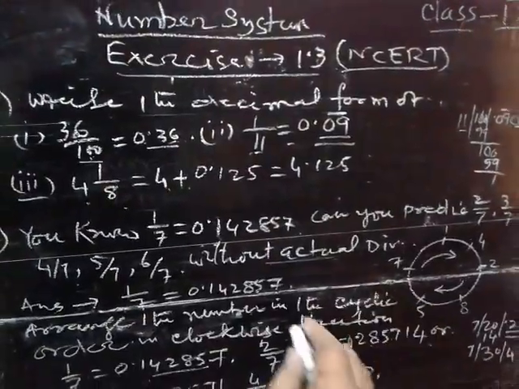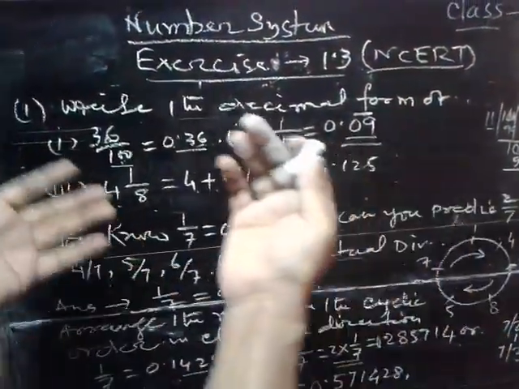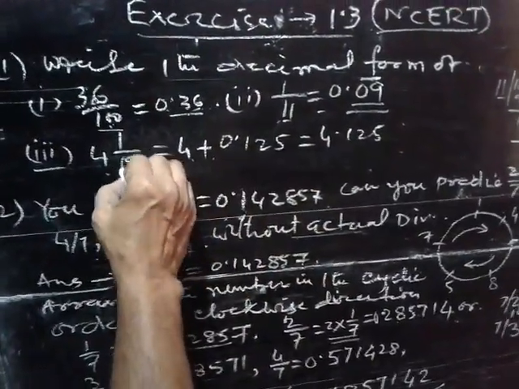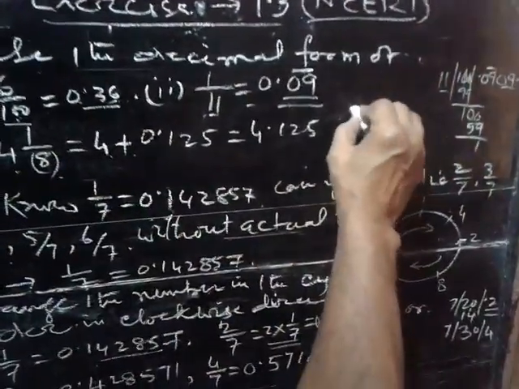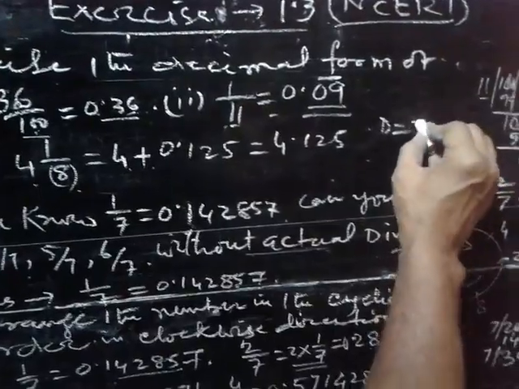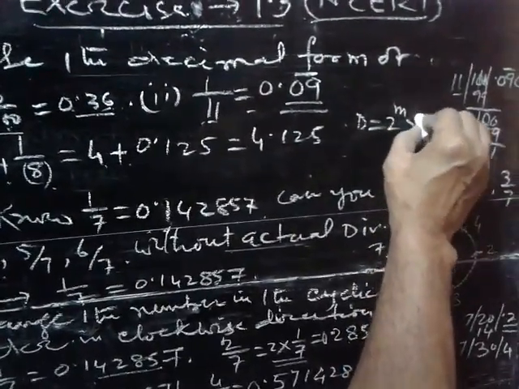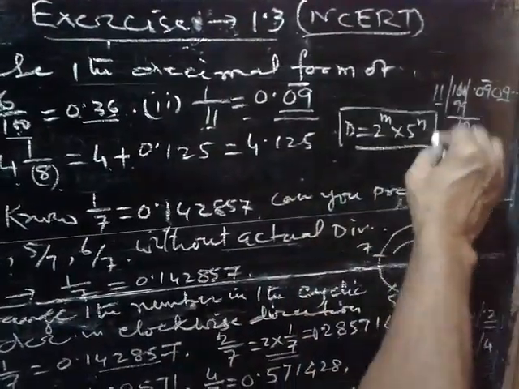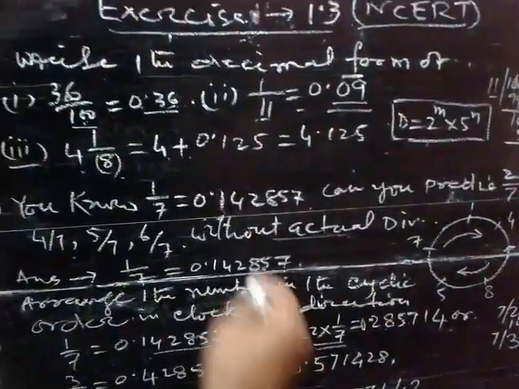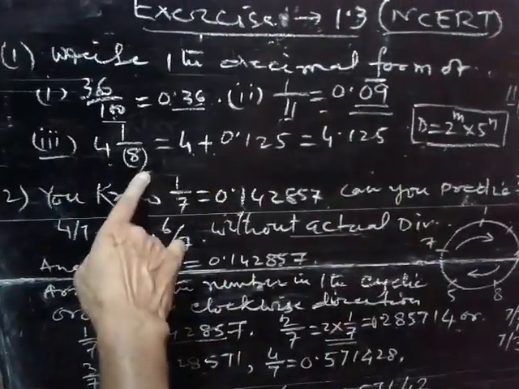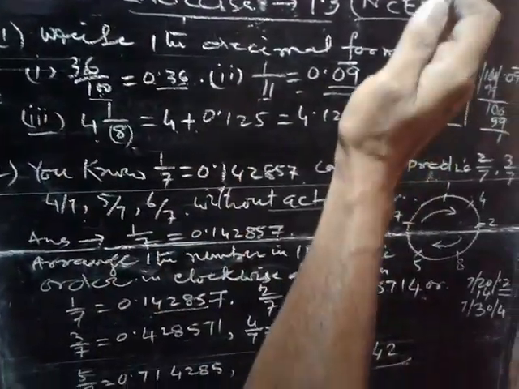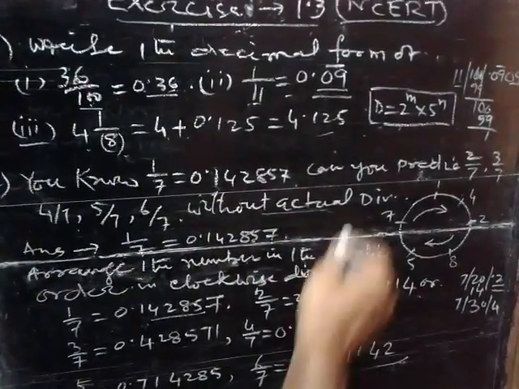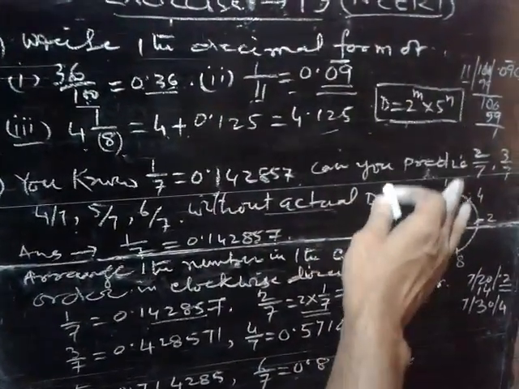Now try to understand which one is terminating and which one is non-terminating. See, if the denominator is equal to 2 to the power m into 5 to the power n, that is, if it has factors of 2 and 5 only, then those rational numbers or fractions are terminating. Other than this, it will be non-terminating.